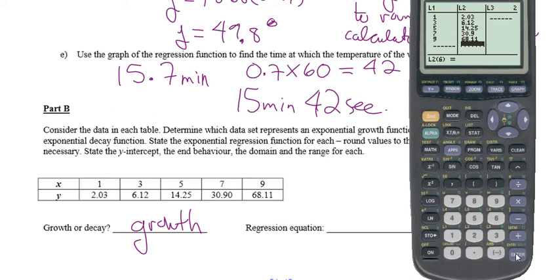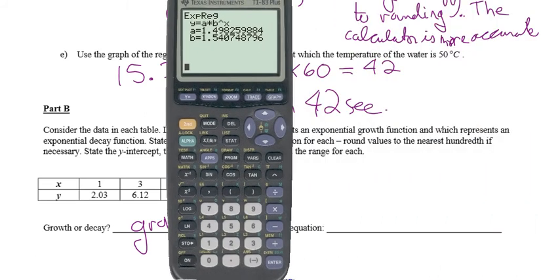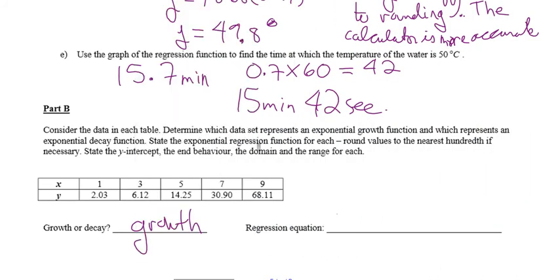Okay, exponential, right? List match up in size. Stat, calc, up arrow because it's faster. ExpReg. I don't know if we're doing anything with this, but vars over to y vars. Enter twice. And what are we rounding to? Nearest hundredth again. So 1.498 rounds to 1.50.